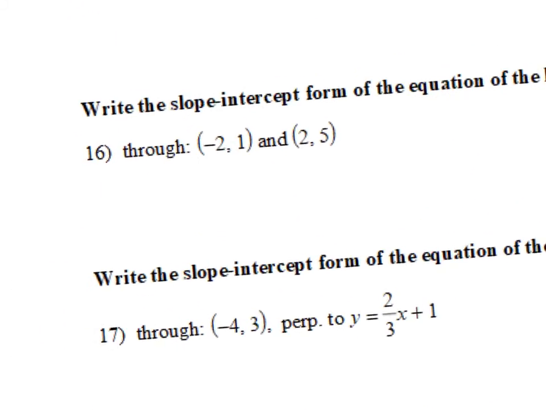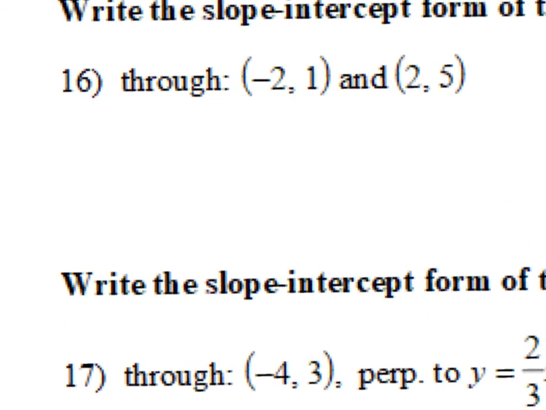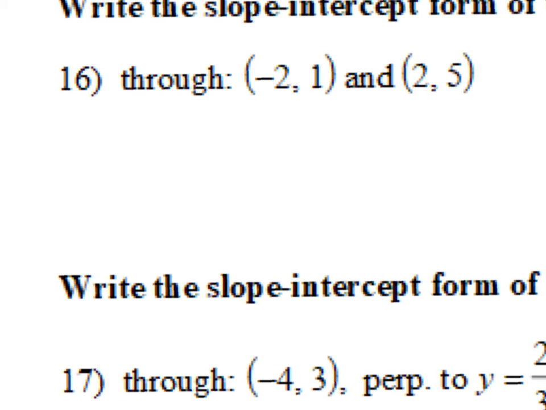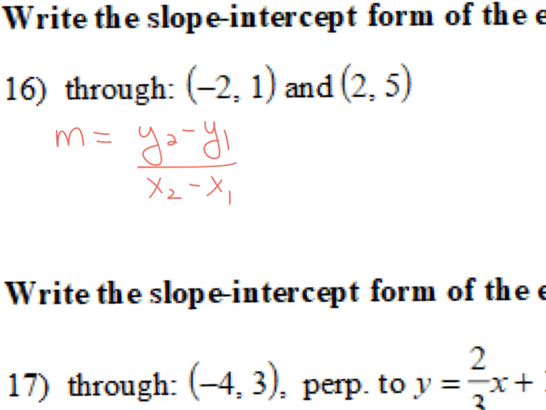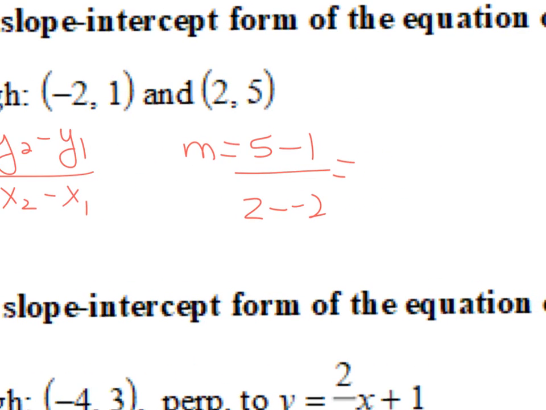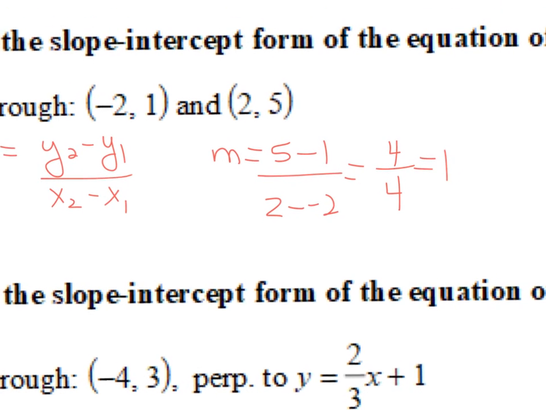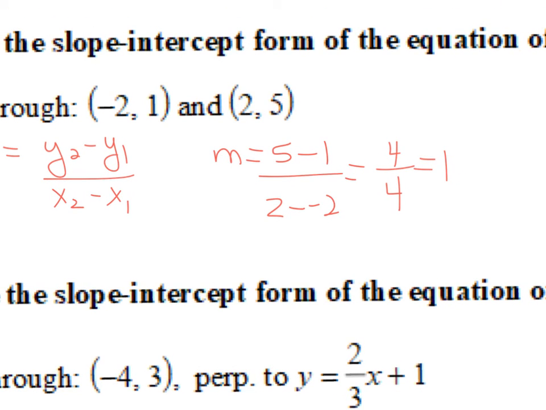Okay, 16. We want slope-intercept form, but we were given 2 coordinate points. So when we're given 2 coordinate points, keep in mind we need to find the slope. So that would be your y2 minus y1 over x2 minus x1. So I'm going to get m equals 5 minus 1 over 2 minus negative 2. So when I do that, I'm going to get 4 over 4, which is the same thing as 1. Now keep in mind, I'm going to do a point slope. Since I have a point and a slope, I'm going to start in point slope, and then I'll take it to slope-intercept form, y equals mx plus b.